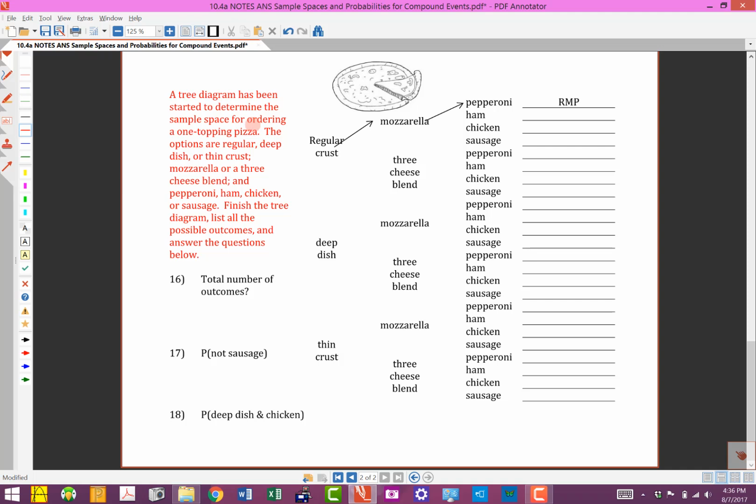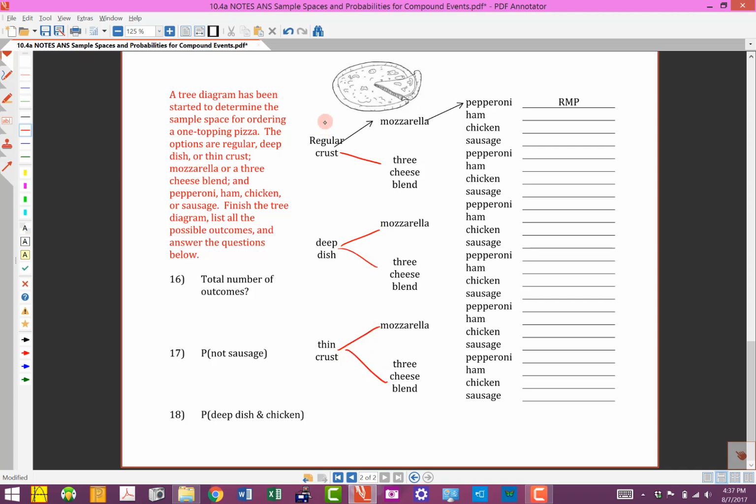Now, when we say 1 topping, what we mean is clearly there's going to be some crust and clearly there's going to be some cheese, and then you get to choose what goes on the top of that. So most things, you get the crust and the sauce and the cheese. That's a given. Okay, the options are regular or deep dish or thin. So there are 3 choices for crust. So we've got the regular crust here, we've got the deep dish or the thin crust. And then there's some choices for the cheese, mozzarella or a 3-cheese blend. So there's only 2 choices for cheese, mozzarella or 3 cheese. So we could almost go through and start this off like this.